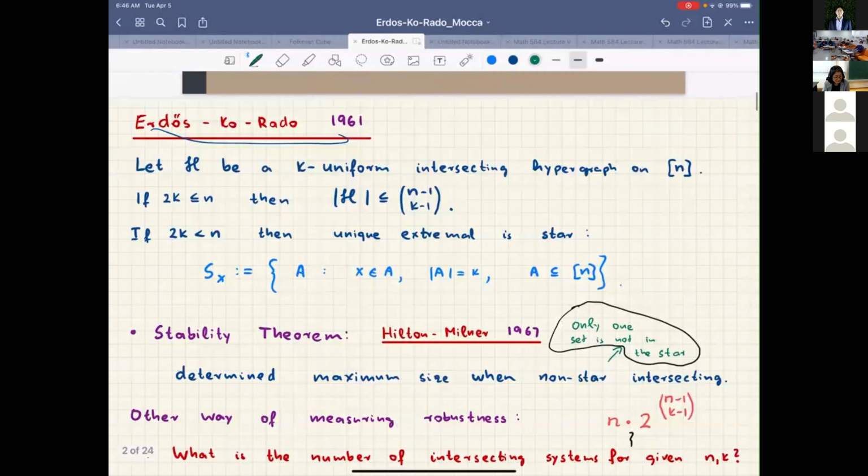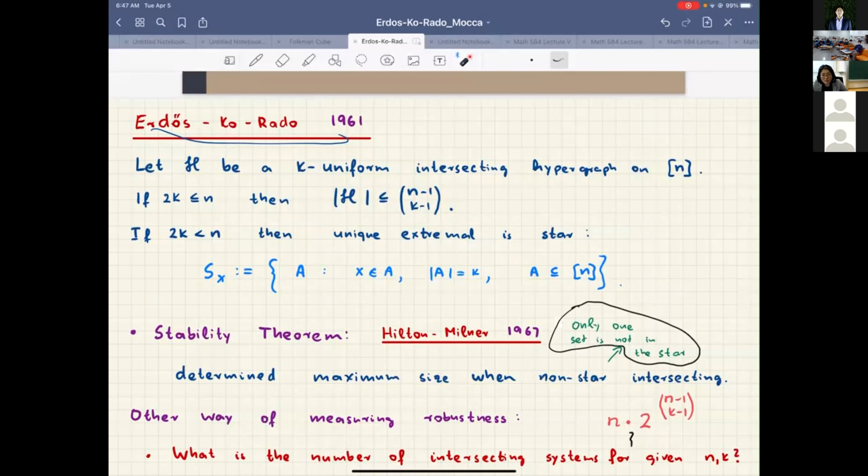So let me remind you about the statement. Assume that H is a k-uniform intersecting hypergraph on a ground set of size n, and we assume that 2k is at most n, or it's more interesting that 2k is strictly less than n. Then the theorem says that the unique extremal system, so the maximum number of edges under the restriction that the hypergraph is intersecting, is realized by the so-called star. The star is a set system in which each set contains one given element, and the size of the star is n-1 choose k-1.